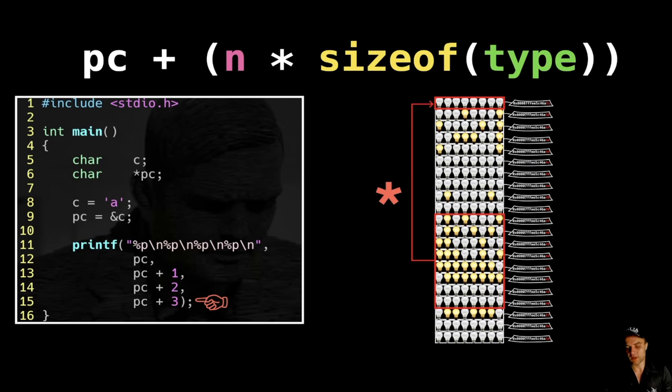Okay, so the formula to do pointer arithmetic is this one: the pointer plus n times the size of the type pointed. So that's why it's important to know the type of the object pointed. This time I have a char, so it's easy. Let's say n is 3, the size of char is 1, so I have the address plus 3.